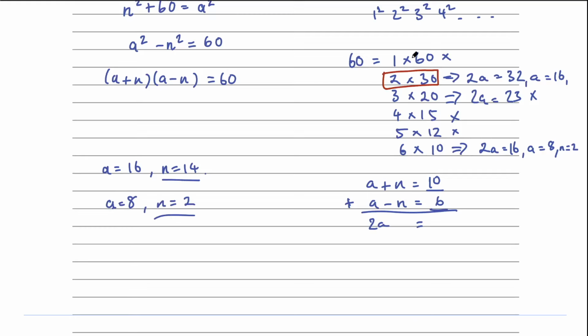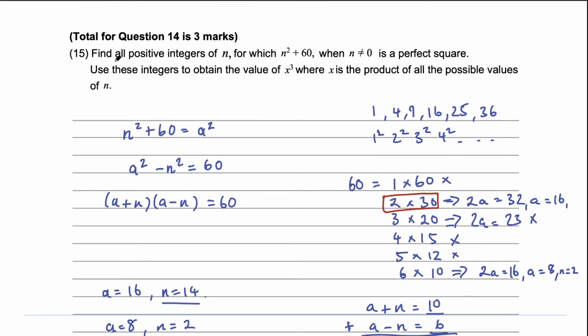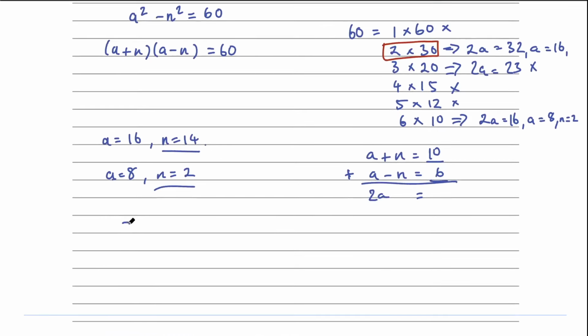We've gone through all the factors of 60 now, so therefore these must be the only two solutions. They're the only things that satisfy this equation up here. So therefore, all the positive values of n, which would make a perfect square, are 2 and 14. Then we need to find x, where x is the product of all the possible values of n. So x is going to be 28.